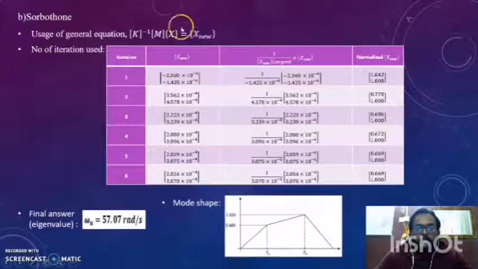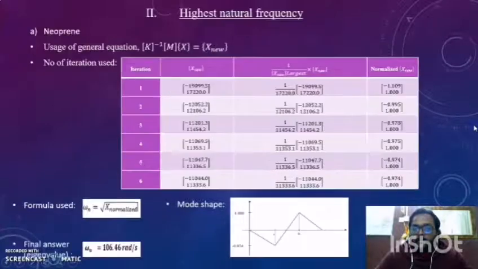Here is the sorbothane. As I mentioned earlier, the general equation is the same, with the same number of iterations, 6 iterations. You can see here the final answer is slightly different. It is ωn equals 57.07 rad per second. The mode shape is the same, which is 1.000 and 0.669 for x1 and x2 respectively.